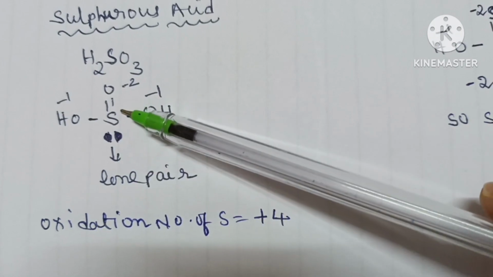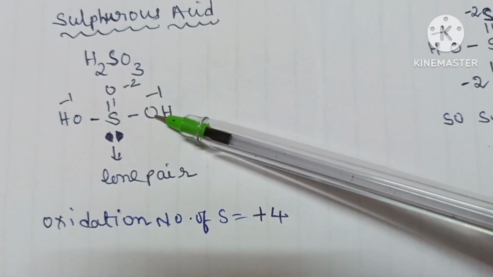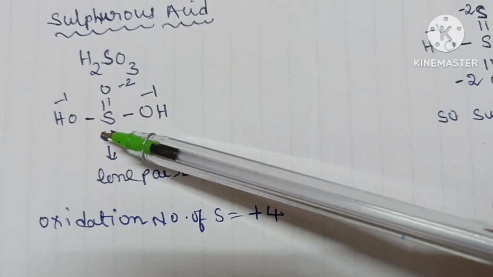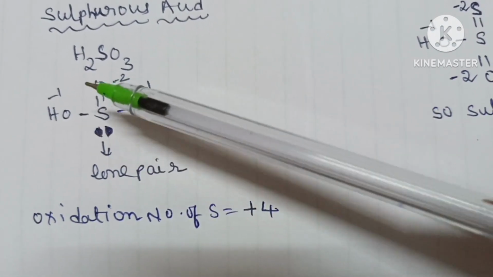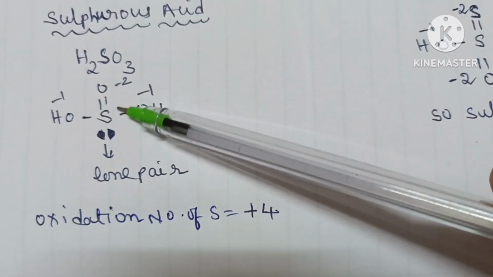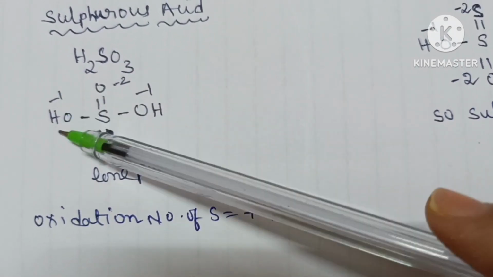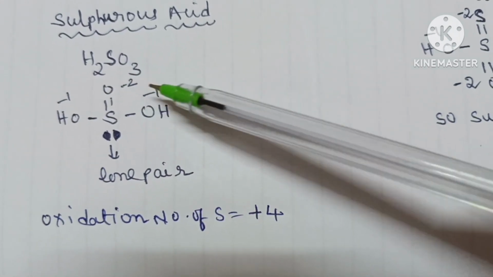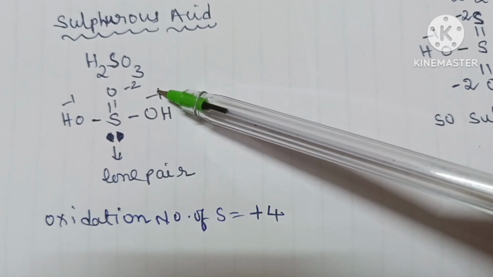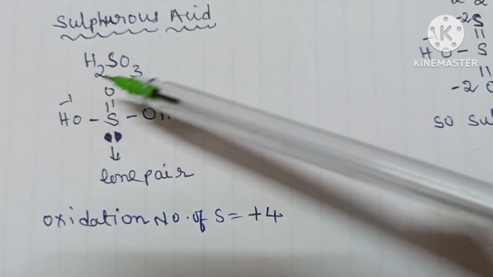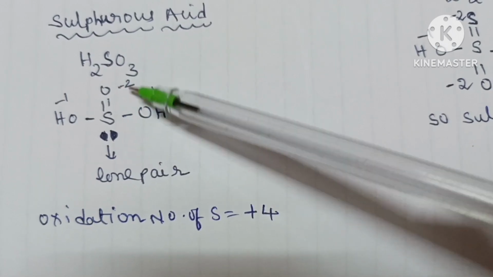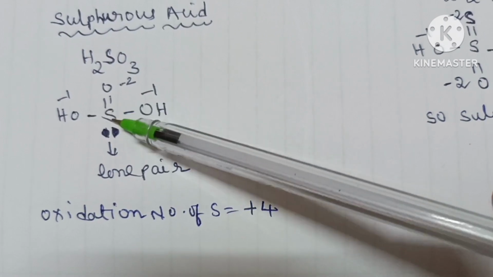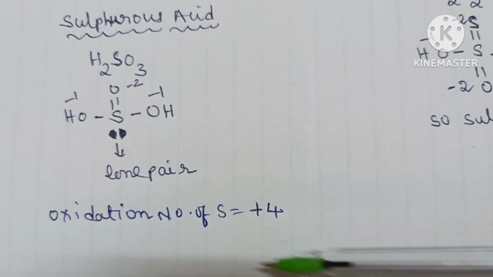Okay, first sulfur, attached with 2 OH groups, then a double bond O is added. Next you have to add one lone pair. Then find the sulfur oxidation number. OH is -1, oxygen is -2, OH is -1. Calculate -1 plus -2 is -3, -3 plus -1 is -4. Surrounding atoms are -4, so the central sulfur atom oxidation number is +4.